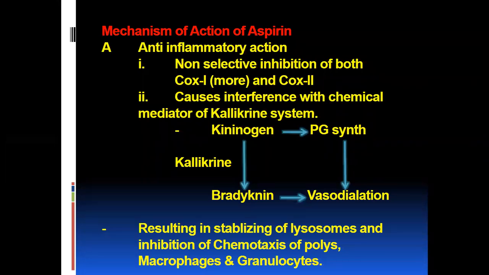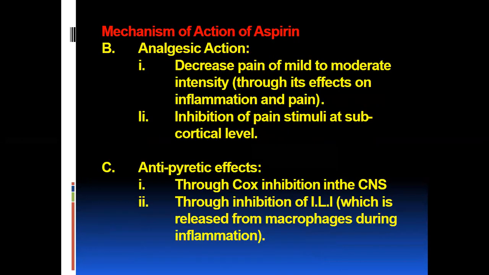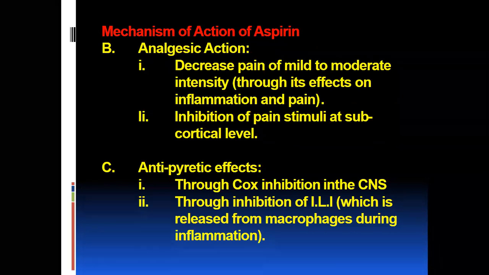Now, the second action is analgesic action, that is, decreasing pain of mild to moderate intensity through its effect on inflammation and pain. That is the peripheral action. And the central action is inhibition of pain stimuli at the subcortical level. The third action is antipyretic effect, through inhibition in the CNS. And again, the peripheral action is through inhibition of interleukin 1, which is released from the macrophages during inflammation.